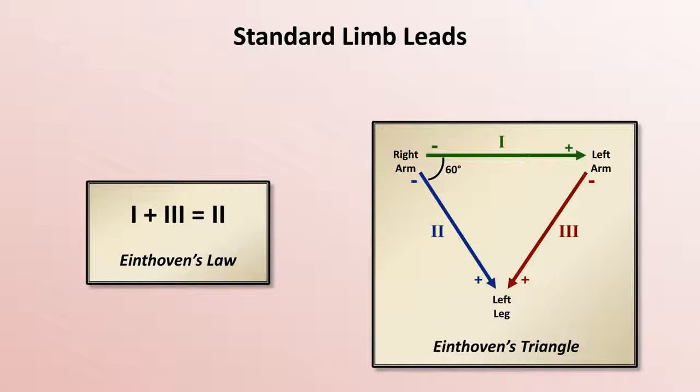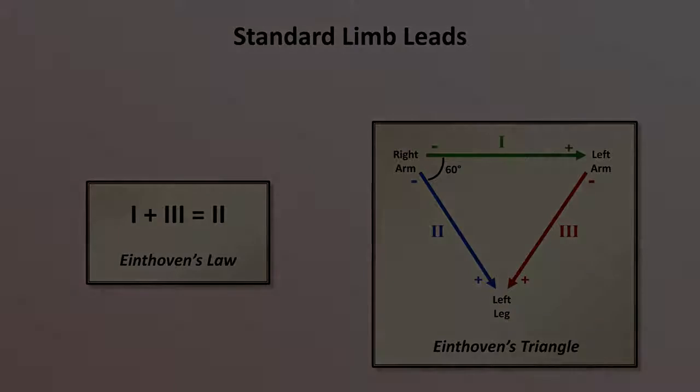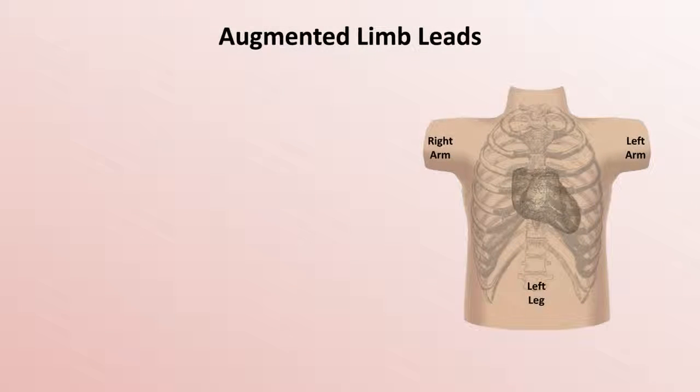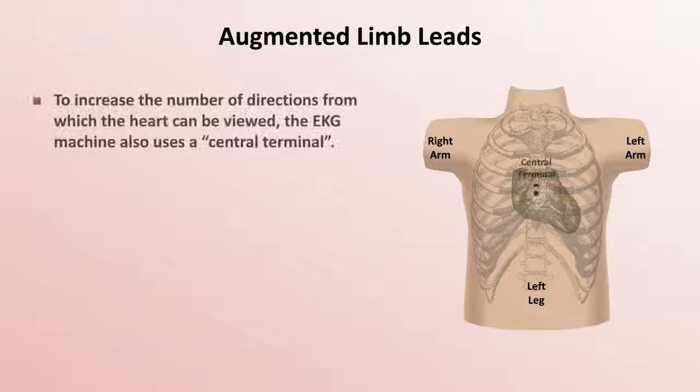I'm going to set the standard limb leads aside for a moment and move on to the augmented limb leads. One of the early challenges Einthoven faced was that his three leads only provided a very limited view of the heart's electrical activity. It could only observe that activity from three directions. In order to increase the number of directions from which the heart can be viewed, the EKG machine also uses a central terminal.